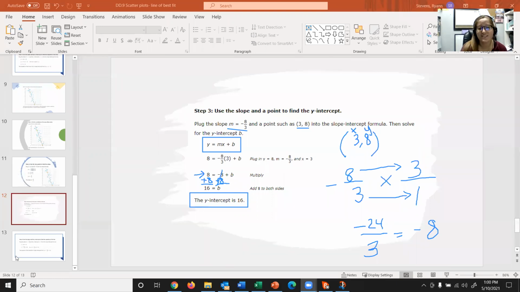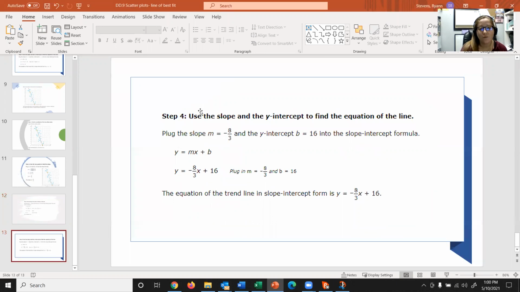And then to finish this off, we know our slope is -8/3, which we're just going to leave as a fraction. And then we know that the y-intercept b is 16. So our final answer to this equation would be y is equal to -8/3 x plus 16.